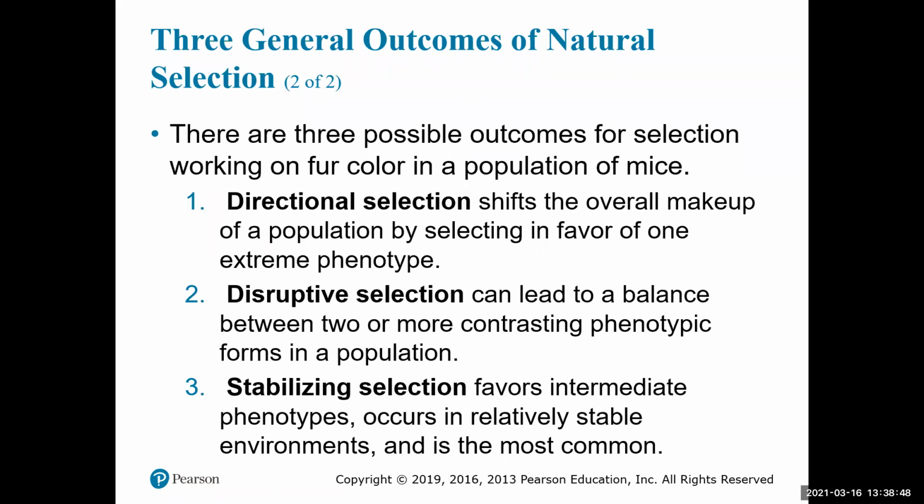Disruptive selection leads to a balance in the extreme phenotype. So it basically removes the intermediate colors. So both the white and the dark color will be favored in disruptive selection. In directional selection, one of the extreme phenotypes, either white or dark, will be favored. In stabilizing selection, this favors the intermediate phenotype. So in our example, it would be the gray phenotype. And so that intermediate will be the most favored, so the curve will stabilize at that intermediate phenotype.